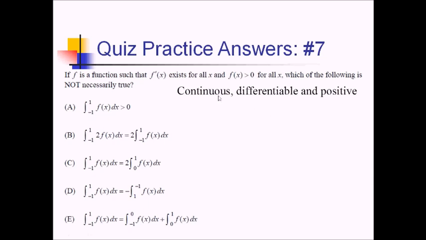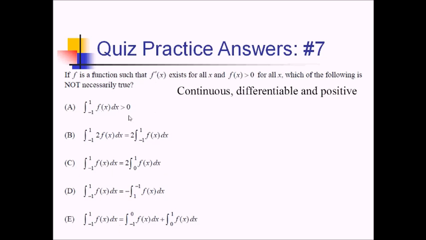A good example of this, if you want to just try to picture one of these, is an exponential function. That's continuous, differentiable, and always positive, assuming it doesn't have a negative out in front of it. All right, so with that as our mental guideline, which of the following is not necessarily true?